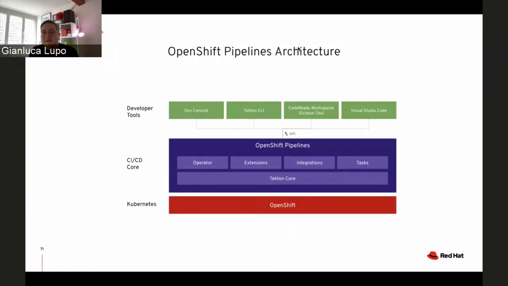The OpenShift Pipelines architecture, then, again, is a feature on top of OpenShift, and it has Tekton as the backbone. The features are provided through the developer console, the CLI, and the integration with IDEs.